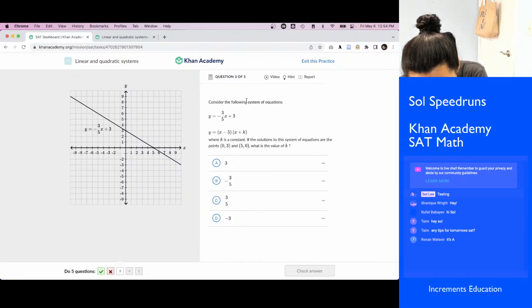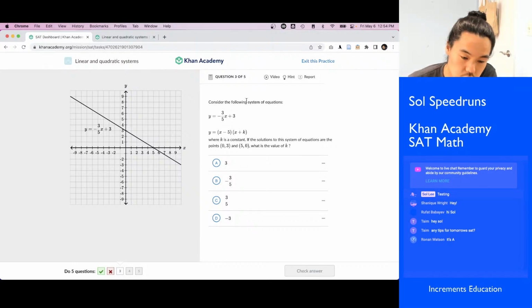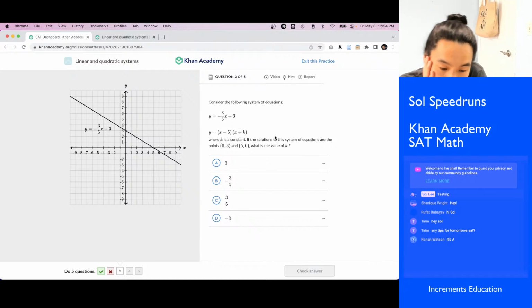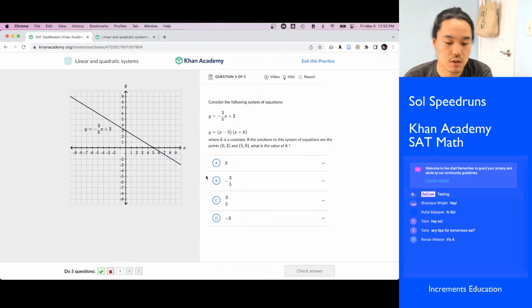If the solutions to the systems are (0, 3) and (5, 0), what's the value of k? So one thing we know immediately is when it's (0, 3), then k is equal to 3. No, sorry. When it's (0, 3), that's minus 5k is equal to 3. Minus 5k, so that's B.